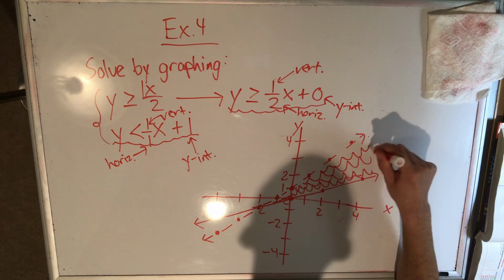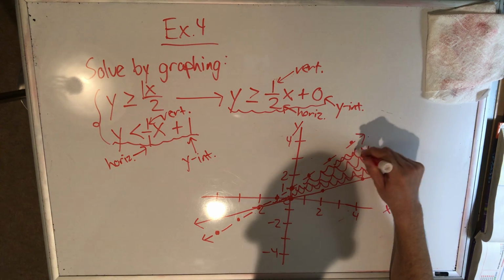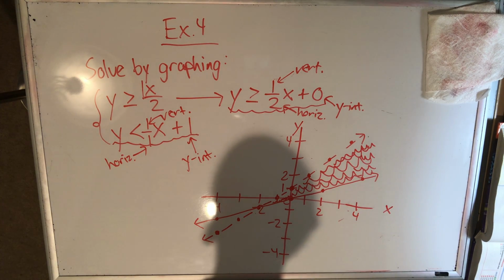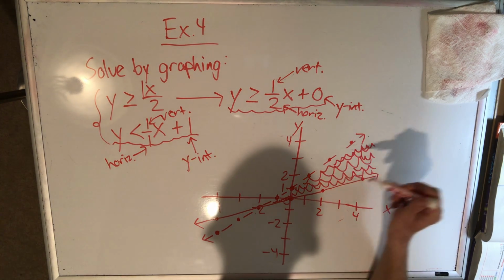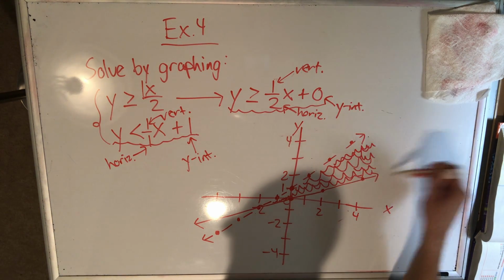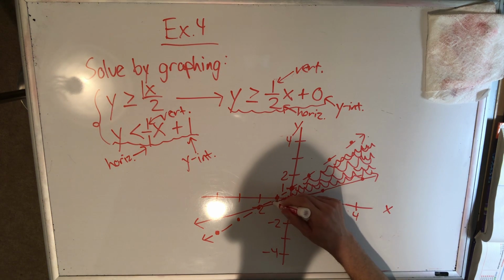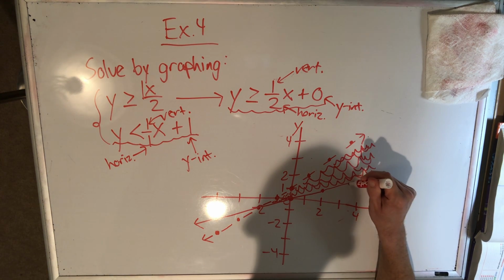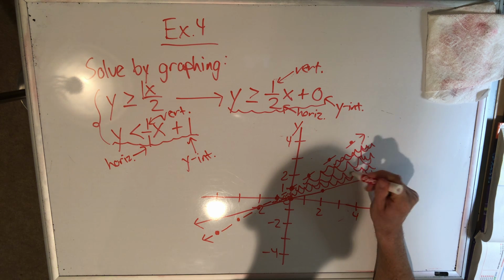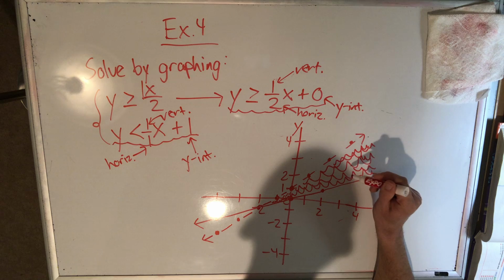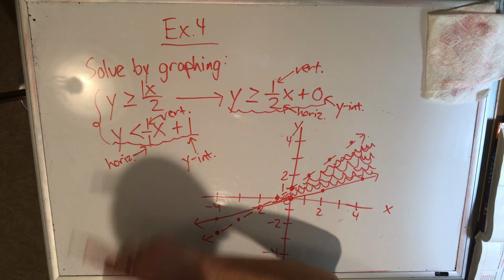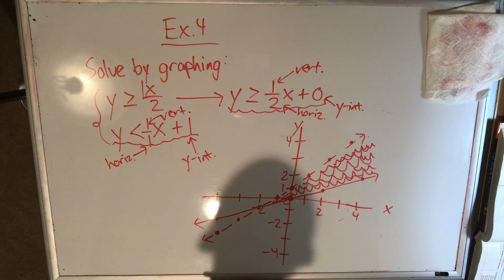Because that's the only region that fulfills both conditions of being above the solid line and below the second dotted line that we drew. And that shaded region goes on forever over here because both lines go on forever. And any point in the shaded region or on the solid line bordering the shaded region is part of the solution set. And if you substitute in the coordinates of any of those points for x and y in both inequalities, it would make both inequalities true.